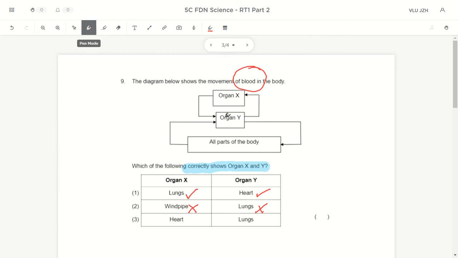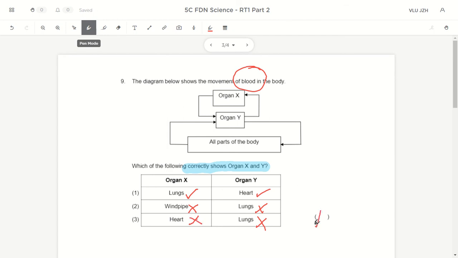Heart is X, Y is lungs. The heart pumps blood to the lungs. Can the lungs pump blood? Does blood from the lungs go to the rest of the body? No. Blood from the lungs doesn't go straight to the rest of the body, so it's wrong. So the answer is just 1.